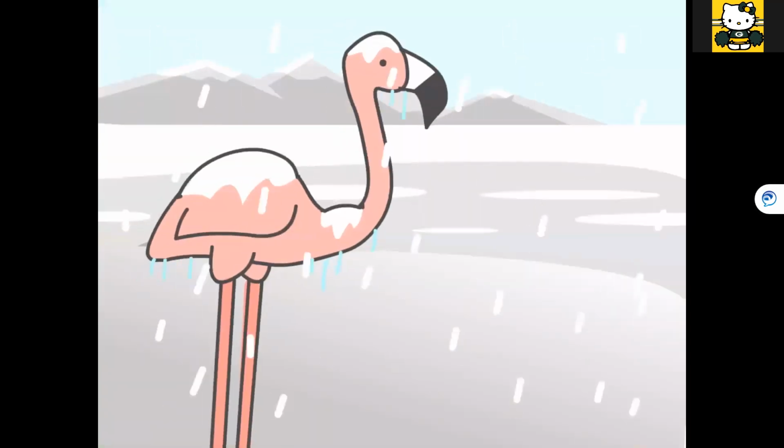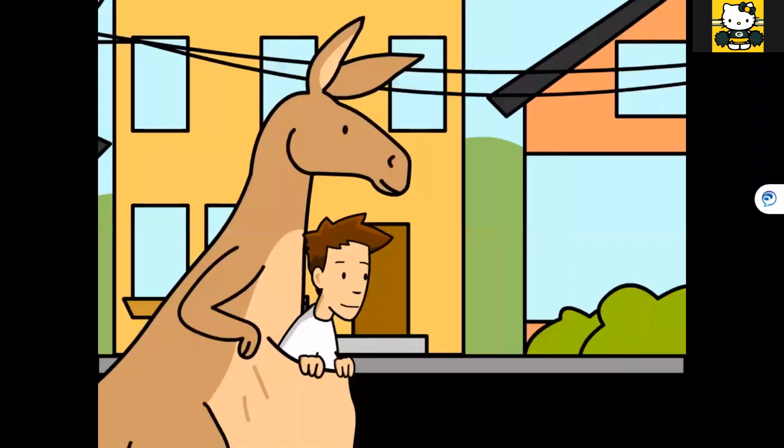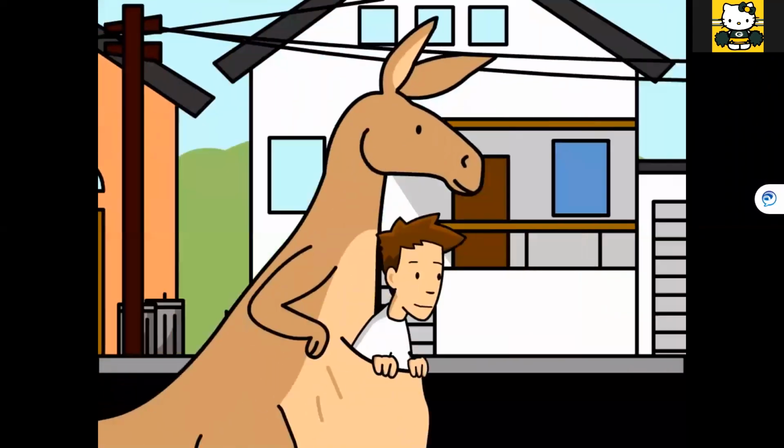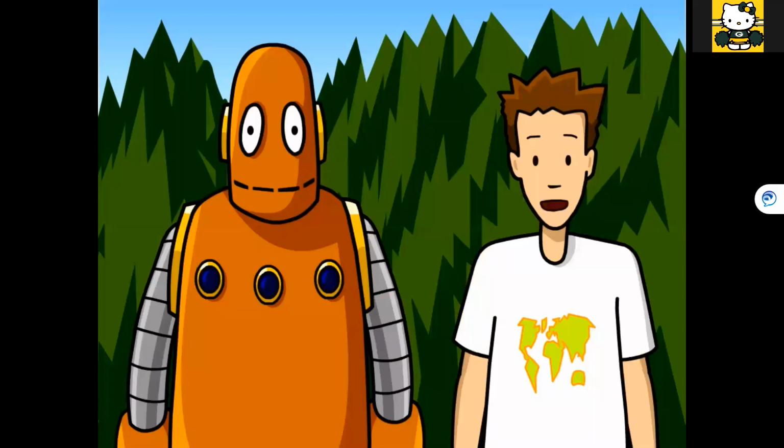Well, if you move an animal out of its biome, it might not survive. It's the same with plants. I've always wanted to have a pet kangaroo, but they just don't live where we do. So, here they are, the biomes of Earth.